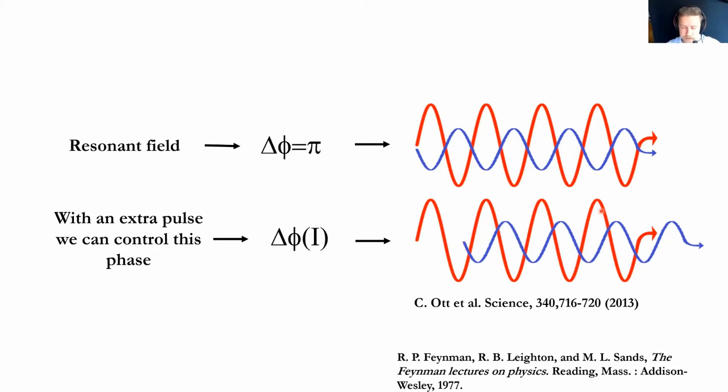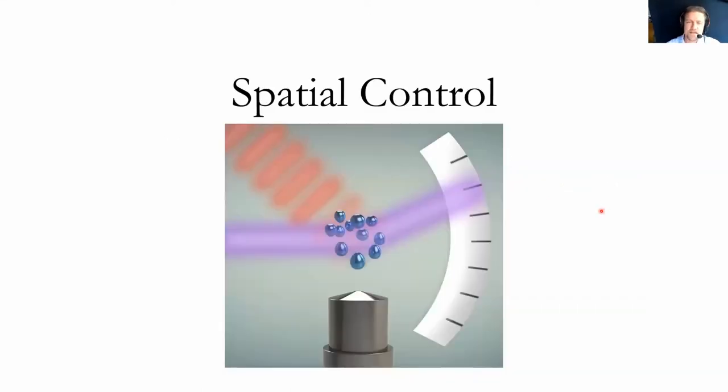So we took this a step further and tried to see, can we use this as a spatial control? Can we control the spatial component of the light? And to do that, we need to control the wavefront. We need to control the wavefront just like the wavefronts I explained before.